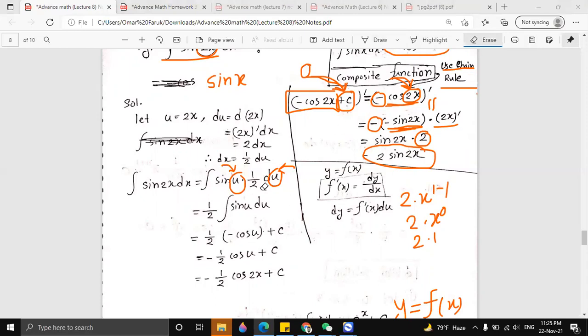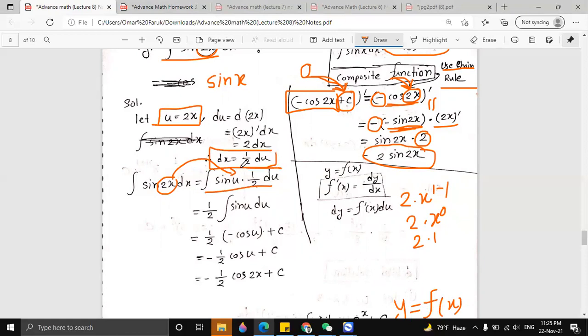Okay, so this is the thing. In place of 2x we write u because we already let u equal 2x, right? And from here our value of dx is equal to half du. So now take this constant out, then you get half integration of sine u du. We know that integration of sine u will be minus cos u plus c.